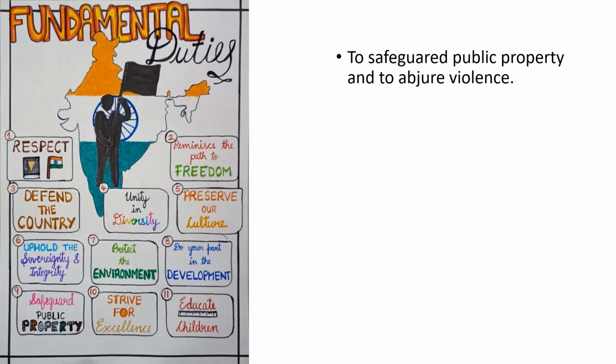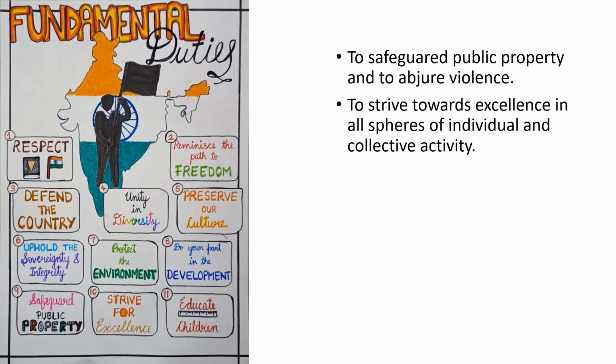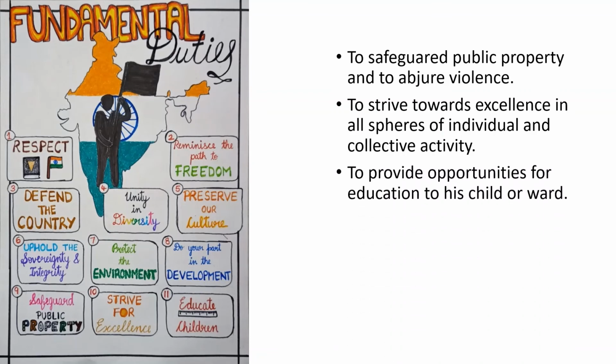To safeguard public property and to abjure violence. To strive for excellence in all spheres of individual and collective activity so that the nation constantly rises to higher levels of endeavor and achievement. And finally, to provide opportunities for education to his child or ward between the age of 6 and 14 years. This duty was added by the 86th Constitutional Amendment Act of 2002.